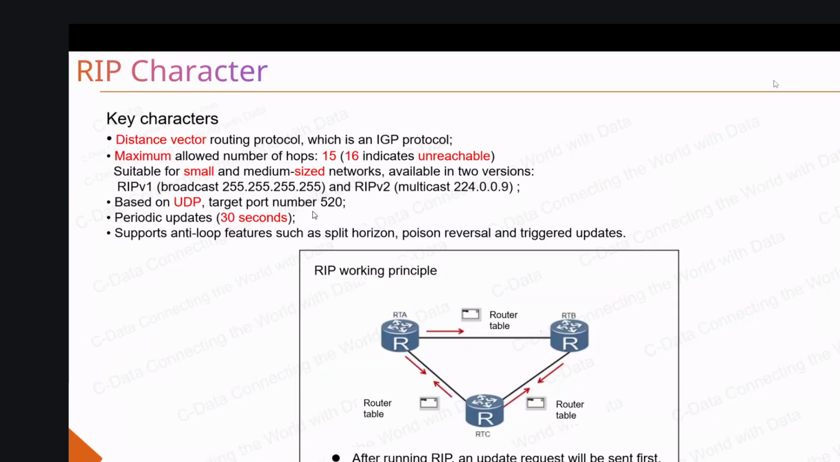And here we have some characteristics about RIP. It has a maximum allowed number of hops, which is 15. That means the router information cannot be larger than 15, right? This is why it is used in small networks. It uses UDP and periodic updates.